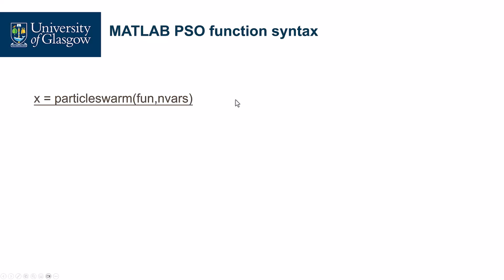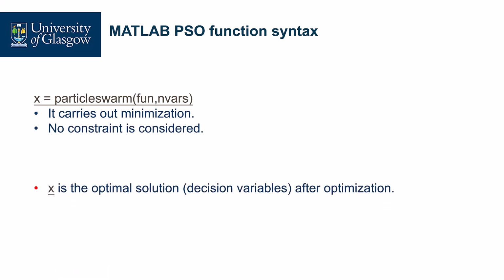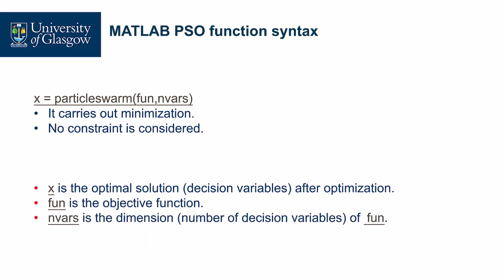The function's simplest form, like GA, is x equals particleswarm(fun, nvars). So we can see again, this function carries out minimization and no constraint is considered. So the x is an optimal solution after the optimization. Fun is the objective function, and nvars is the number of design variables of this function. Simplest form like GA, right?